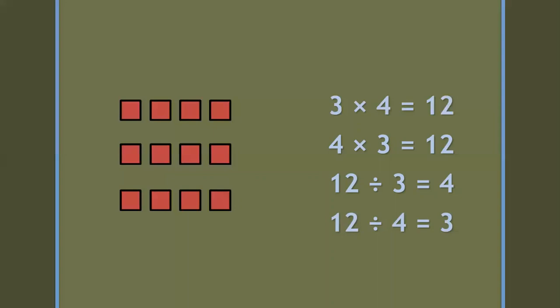And what you notice here is that division is the opposite of multiplication. We can multiply to check our division, and we can divide to check our multiplication.